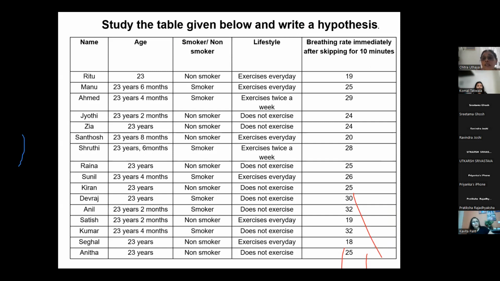Another way of getting children to think is to ask them to come up with a hypothesis. So a table is given. They have to study the table and come up with a hypothesis. And coming up with a hypothesis is a create level question. So they study the table and they can come up with a hypothesis. So again, it becomes a higher order level question where students need to create something.